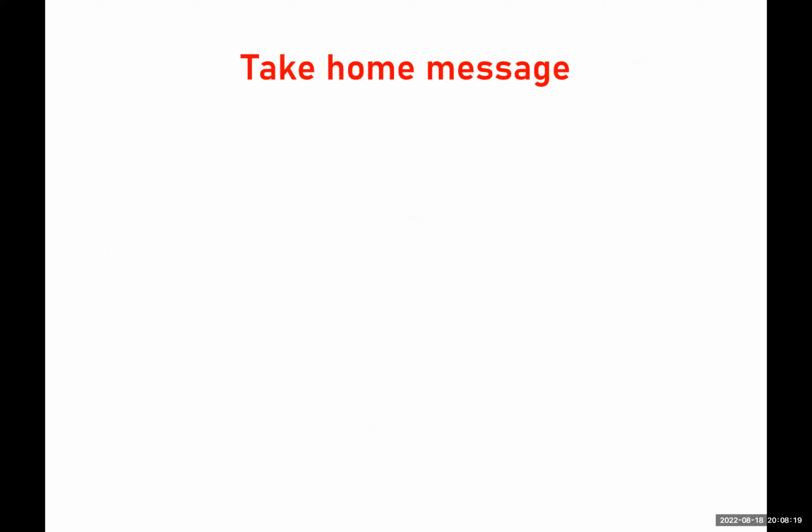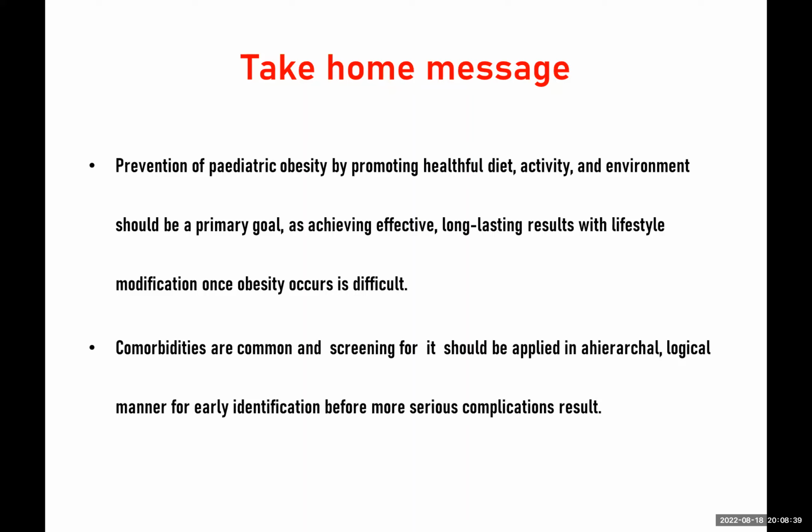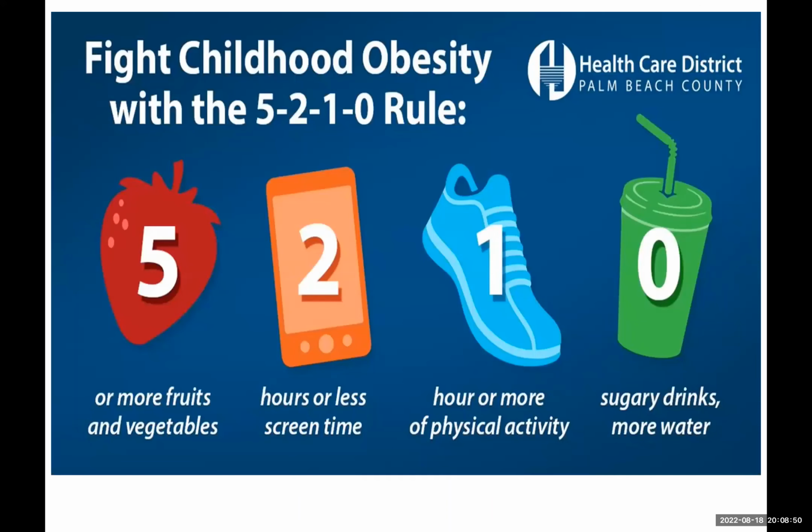Take-home message from the obesity presentation: prevention of pediatric obesity by promoting healthful diet, activity, and environment should be the primary goal, as achieving effective, long-standing results with lifestyle modification once obesity occurs is really difficult. So you have to work more on the prevention. Comorbidities are common, and screening for them should be applied in a hierarchical, logical manner for early identification before more serious complications happen. Thank you very much for your time. I end the first session of my talk.